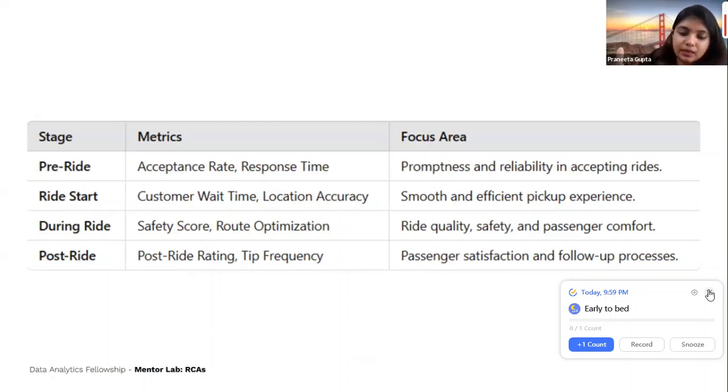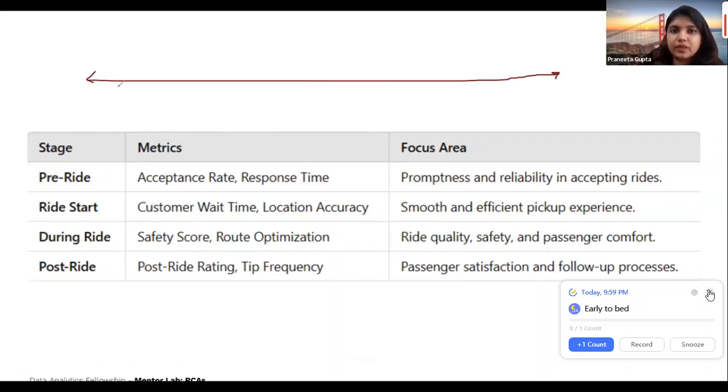A driver usually gets a lot of requests. Out of those, how many has the driver actually accepted? In fact, one metric is missing here. Now the driver has accepted, and even after that, many times cancellations happen. Okay. So can I write here? First point of the journey is the acceptance rate.